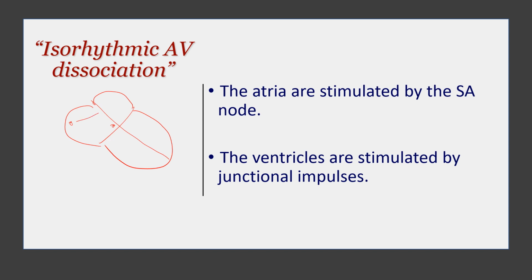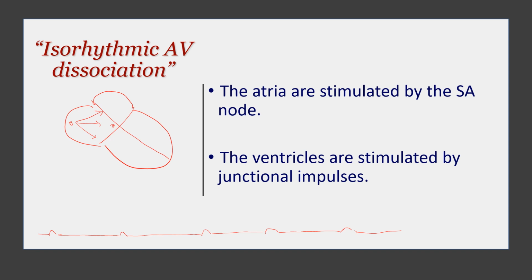So the SA node will be firing on a regular basis to stimulate the atria, and it will give you regular P waves, sorry if they're not that regular, but they have to be regular. So P waves that are upright in lead 2 and inverted in lead aVR, because they're coming from the SA node. So that is a normal sinus rhythm looking at the P waves.